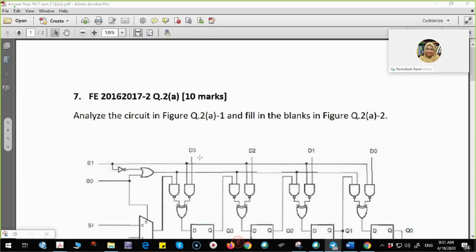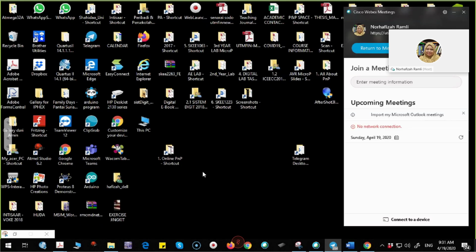So I think have we finished? Except for the Fibonacci question, I think we have done it. Is it? Did we miss out anything? Let me see.